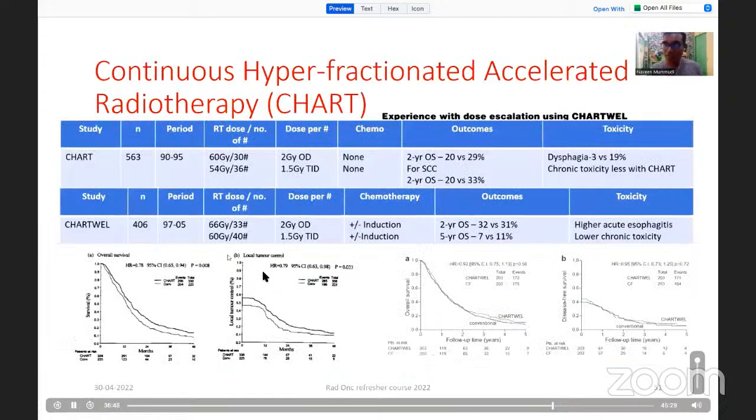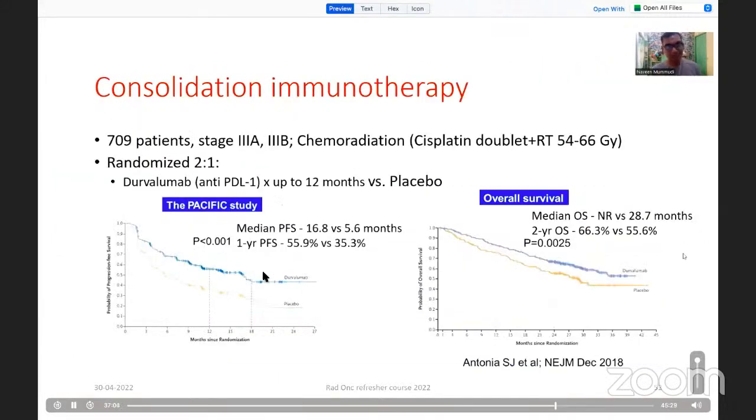As I was mentioning about altered fractionation, hypofractionation using CHART has been tested in multiple randomized controlled trials earlier, in the early 2000s, and that is again something that can be done, but for practical purposes, it is impossible to do it in most of the institutes. Now, with the advent of immunotherapy, we know that adding adjuvant durvalumab to patients improves significantly not only their progression-free survival but also their overall survival.